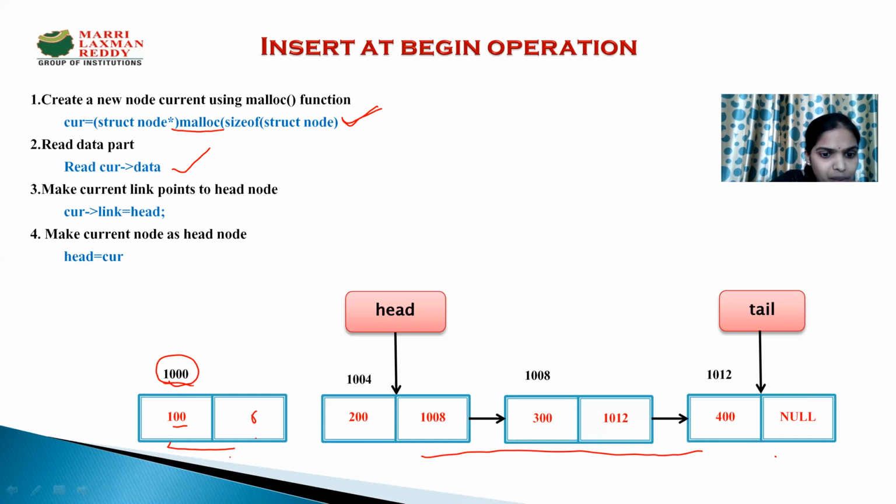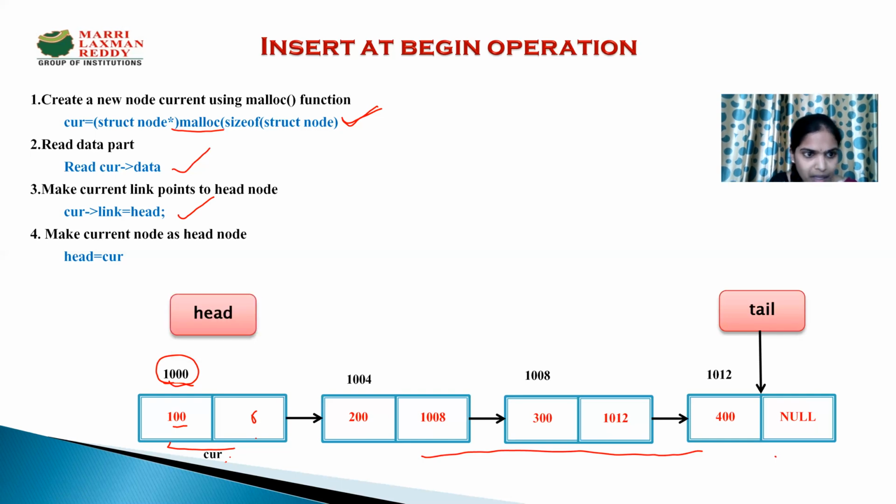The next step is to link the newly created node to the first head node. That is, current link equals head. It means we have to store this 1004 into the address of the current node. This is the current node, and this is how the link has been established by storing the address, and the head node will be the first node. By giving head equal to current, the head node will be the current node. This is how we can insert the node at the beginning of the list.